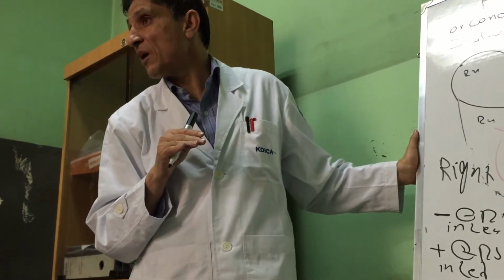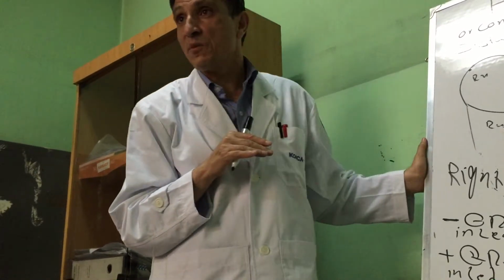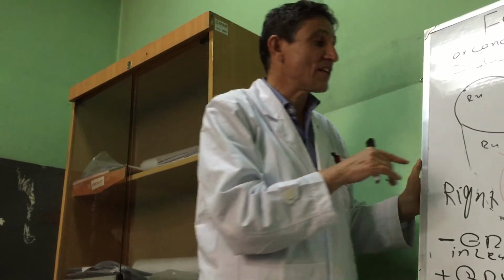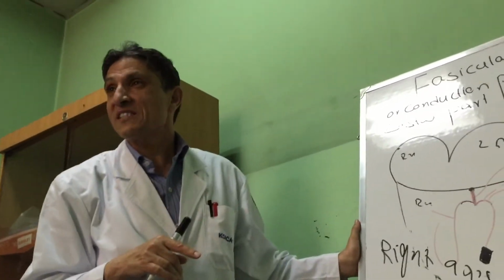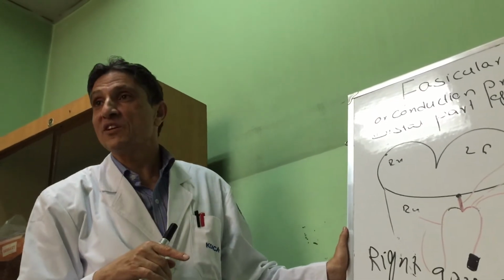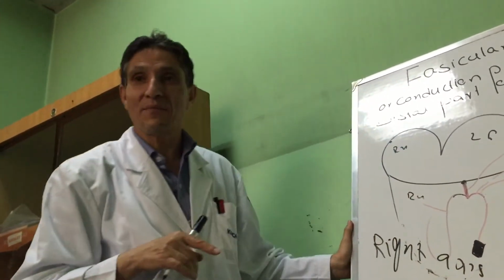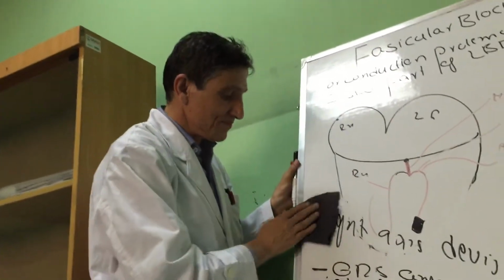Left posterior hemiblock is due to posterior fascicular block. If this fascicle is blocked, the axis should be rotated toward the right, and the right ventricle should be depolarized by the right bundle branch. This was the mechanism of posterior fascicular block. After this, we are coming to the next type of fascicular block.